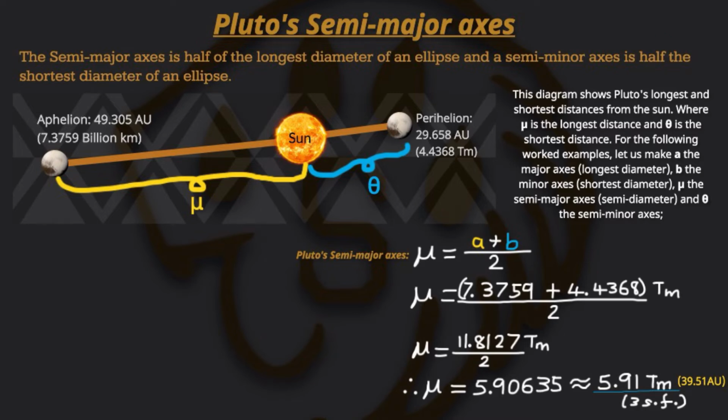For the first example, we're going to calculate Pluto's semi-major axis, which is equal to micro. Micro will be equal to A plus B, which is the aphelion plus the perihelion, divided by 2. Micro will then be equal to 7.3759 plus 4.4368 terameters divided by 2, which is equal to 11.8127 terameters divided by 2. Then therefore micro will be equal to 5.90635 billion kilometers or terameters, which is approximately equal to 5.91 terameters or 5.91 billion kilometers, correct to 3 significant figures, and in astronomical units this would be 39.51 astronomical units.